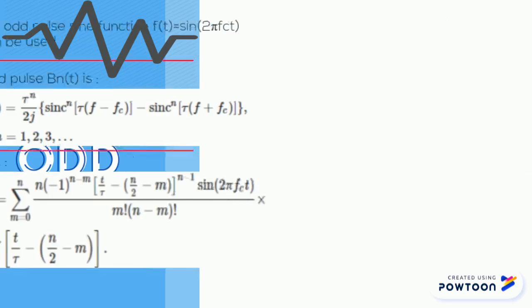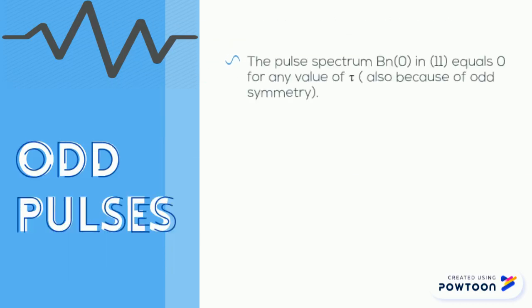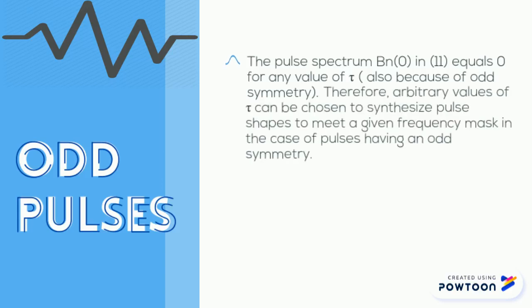equation. Therefore, the passed term of B and 0 in P and F equation will equal to 0 for any value of tau. Hence, the arbitrary value of tau can be chosen to synthesize pulse shape to meet a given frequency mask in the case of pulse shape and asymmetry. That's all for the outpass.